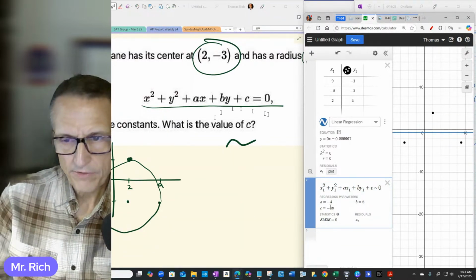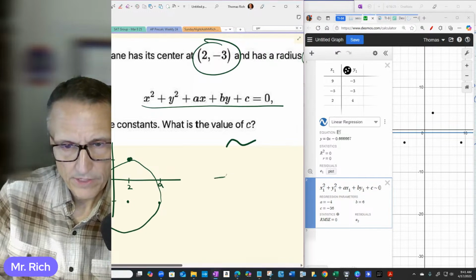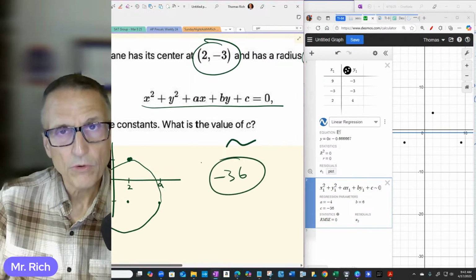And it gives me the values. It wanted to know the value of c. I'm looking at it. My answer here is negative 36. See that? So you can do your own custom regression.